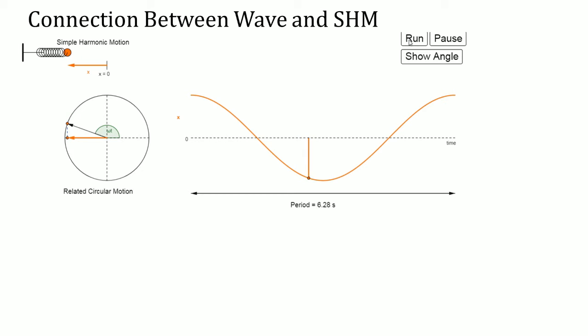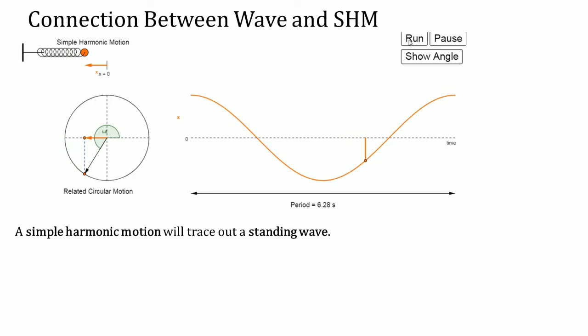simple harmonic motion. The simple harmonic motion of the mass that is oscillating, attached to a spring, is similar to the circular motion. If we trace out the circular motion path, it will represent a standing wave right there. So here, this is the connection. A simple harmonic motion will trace out this standing wave.